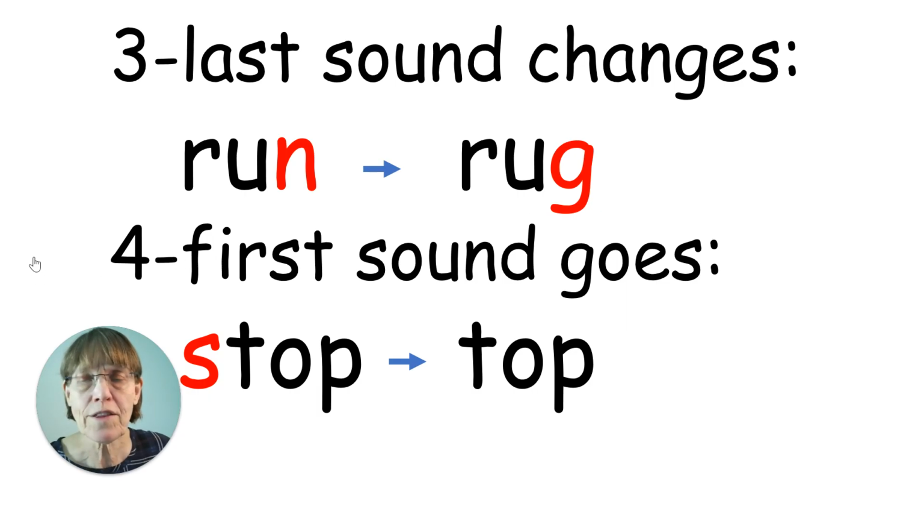In number 4, the first sound goes. So we start with the word stop. 4 sounds. We have the blend, st, that's 2 sounds, and then we have the vowel ah, and then the quiet p sound, p, stop. When we go to this word top, there's no s sound. We only have 3 sounds, t, a, p. New word, top. Stop to top.